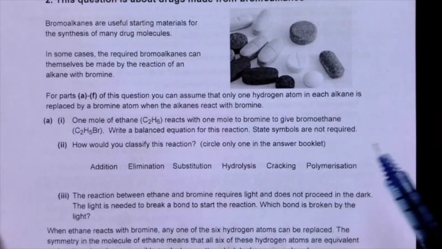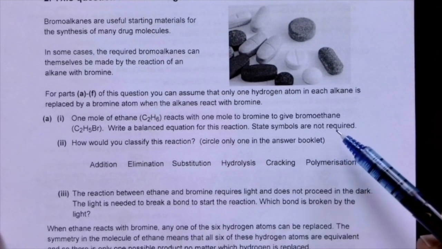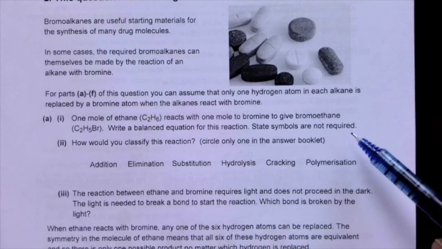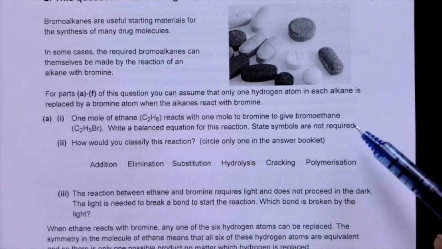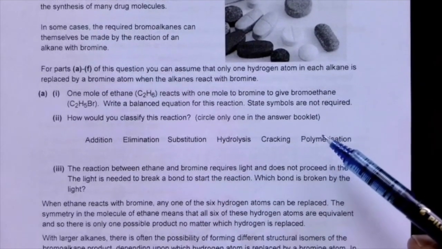Alright, so let's start with A part 1. 1 mole of ethane reacts with 1 mole of bromine to give bromomethane. Write a balanced equation for this reaction. I think we can all do that, that's not a problem. How would you classify this reaction? I think you should be able to classify the reaction as well.